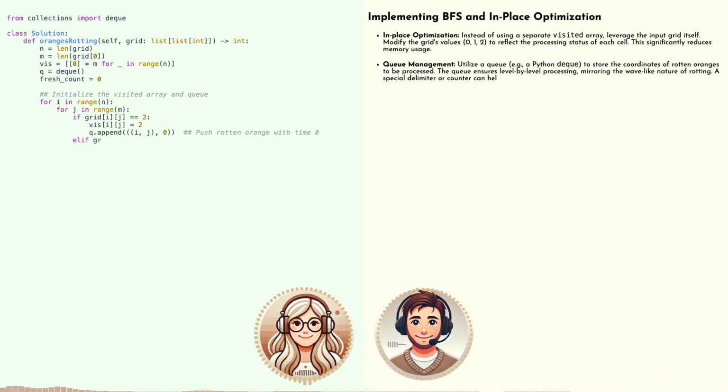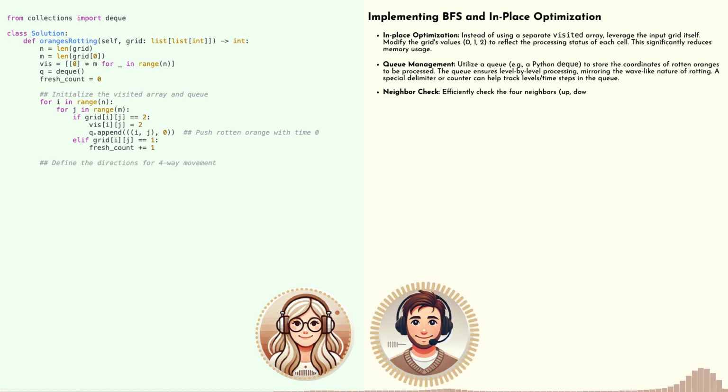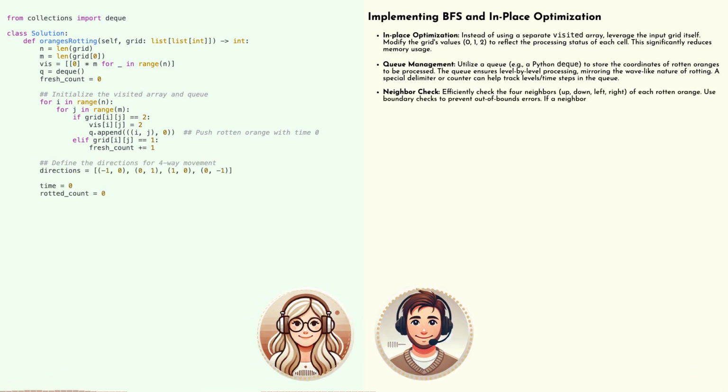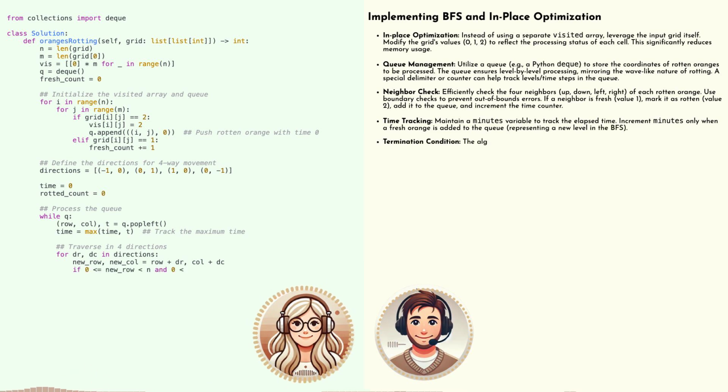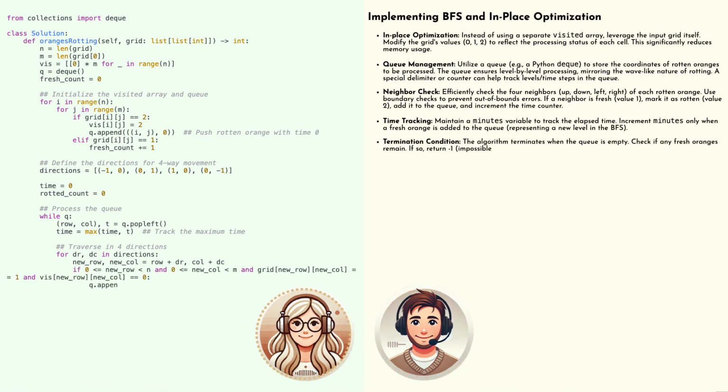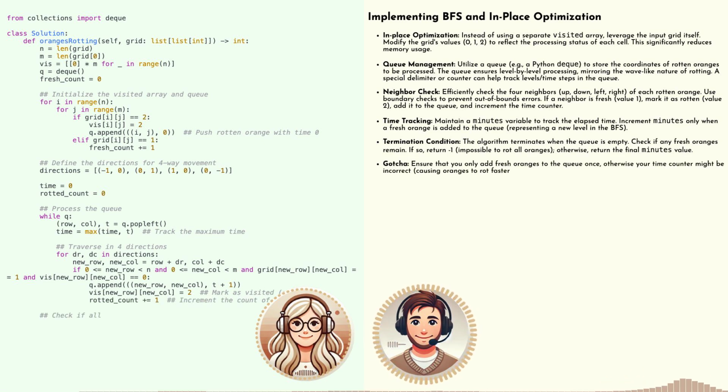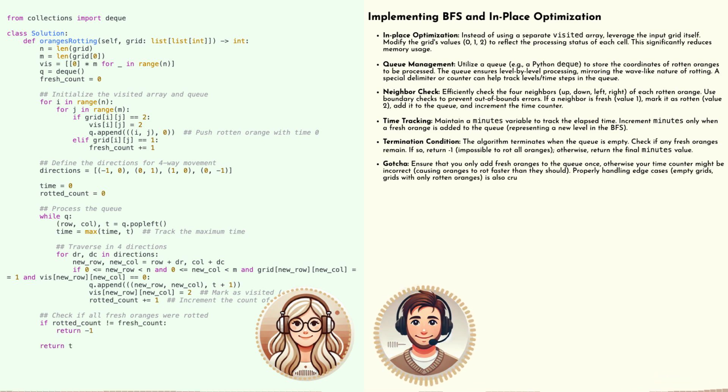All right, so let's break down BFS. It sounds like there's a queue involved. You are right on the money. A queue is a key part of this. We start by creating a queue and adding all of the initially rotten oranges to it. So think of this queue as a line of oranges waiting to spread their rottenness. Okay, so they're first in line to infect their neighbors. Yes.